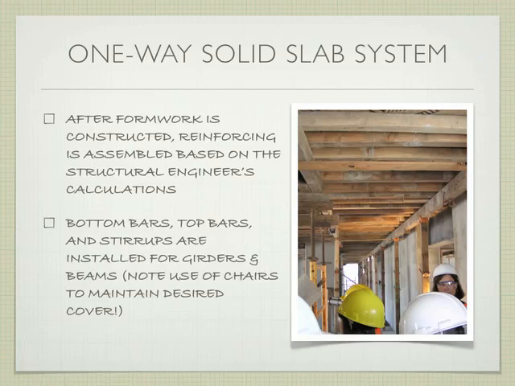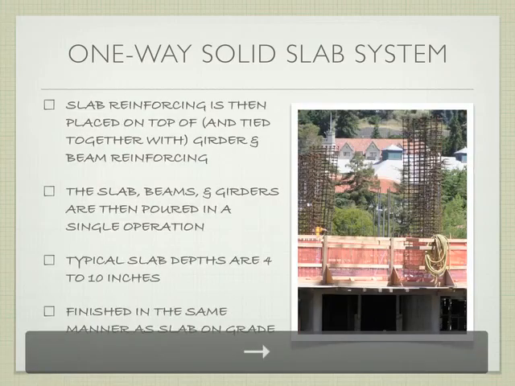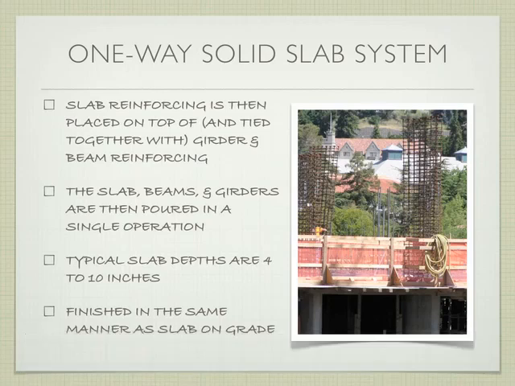So after the formwork is constructed, the reinforcing is assembled on top of it based on whatever the structural engineer's requirements would be. And then after that, you've got the bottom bars, the top bars, the stirrups. Those are all installed for the girders and the beams. Again, chairs as necessary, and we'll see this just in a second. Then the slab reinforcing is placed on top, and tied together with the girders. Remember, it's all going to be poured at once. So we do the girder reinforcing, then we do the slab reinforcing.